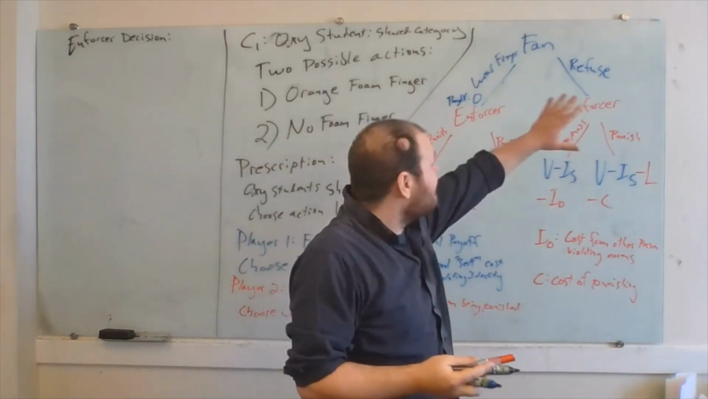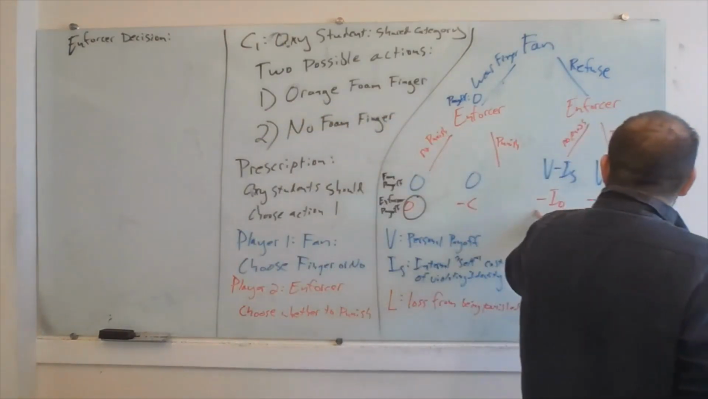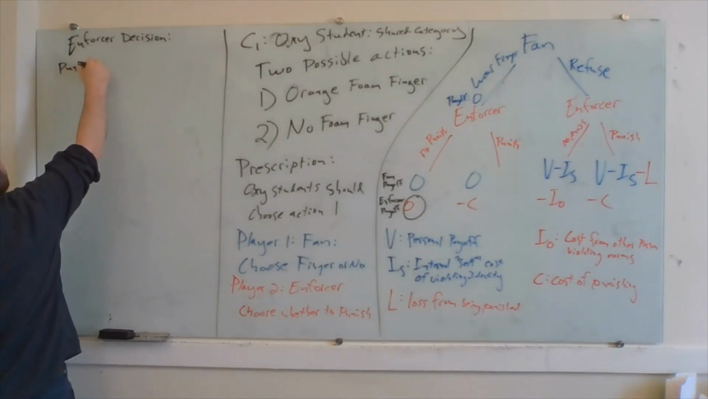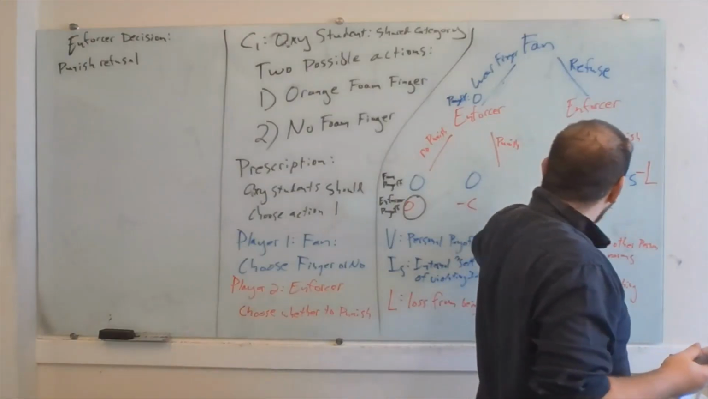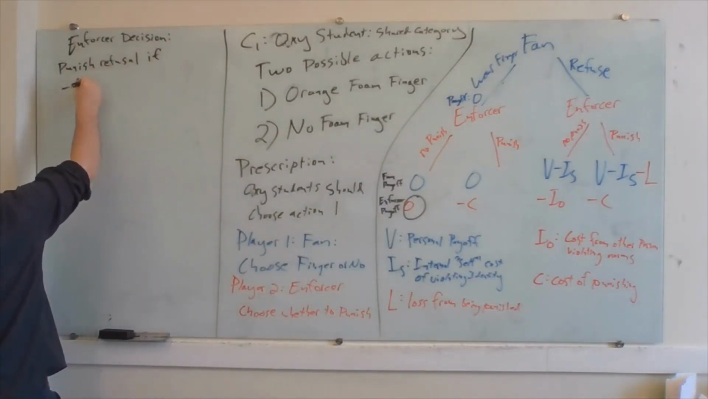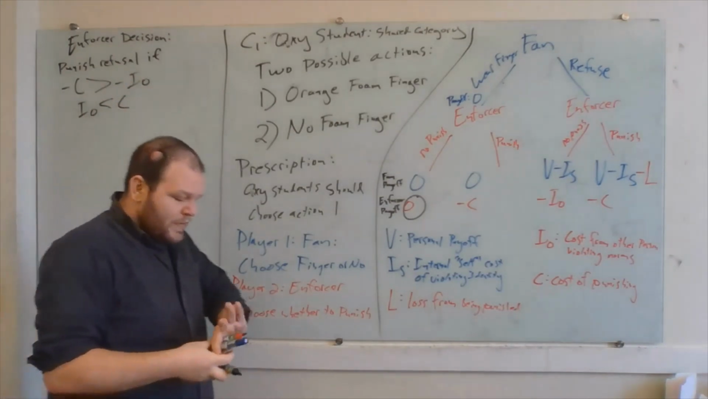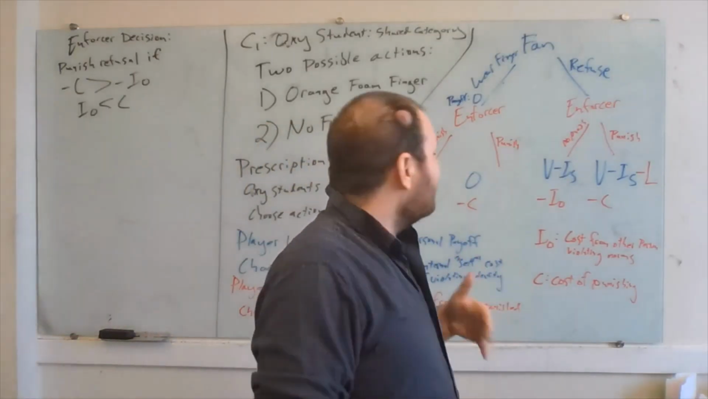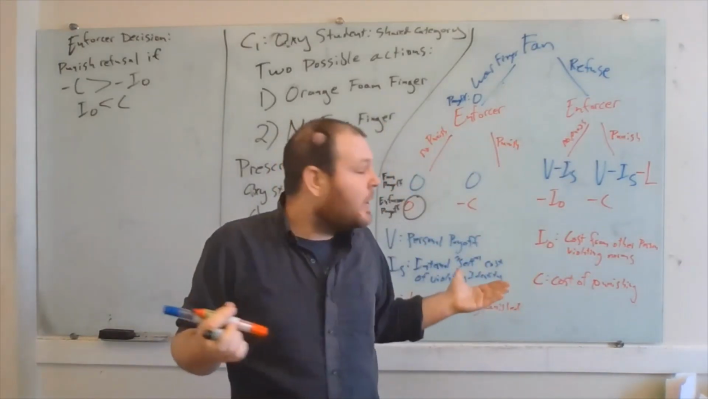How about on the other side? When's the enforcer going to punish if the fan refuses to wear the foam finger? Well, the enforcer is going to decide, is negative IO greater or less than negative C? So punish, refuse. They're going to punish in the case when negative C is greater than negative IO, when their best move is going to be punished, which is going to be the same thing as saying when IO is less than C. What this means is when the negative sensation of seeing somebody get away with violating a community norm is more upsetting than the cost of punishing them for violating that norm, the enforcer is going to end up punishing the person for violating that norm. Otherwise, they're going to leave them alone.